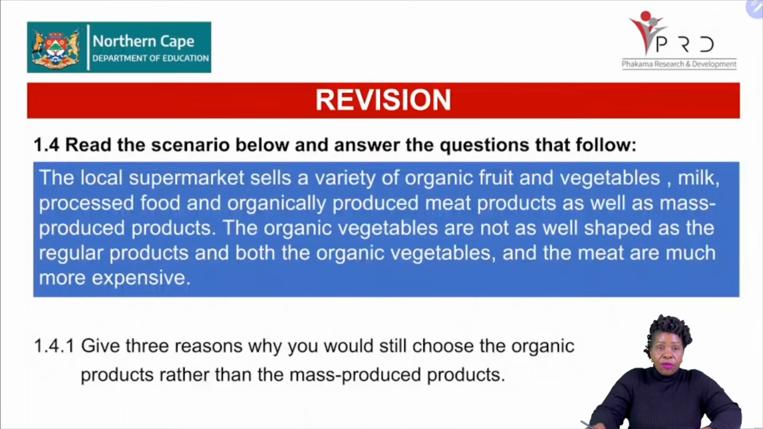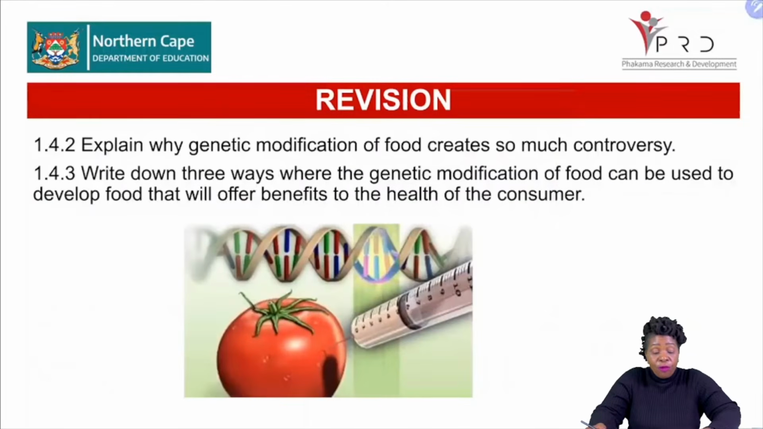Right, let's move on. We've got question 1.4.1. We go on to 1.4.2, which says, explain why genetic modification of food creates so much controversy. And 1.4.3 says, write down 3 ways where the genetic modification of food can be used to develop food that will offer benefits to the health of the consumer. So let's answer 1.4.1 and 1.4.3.